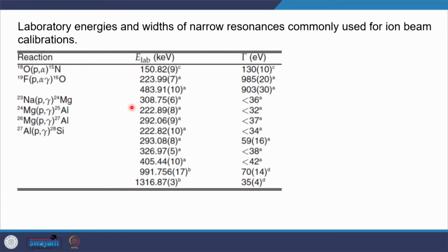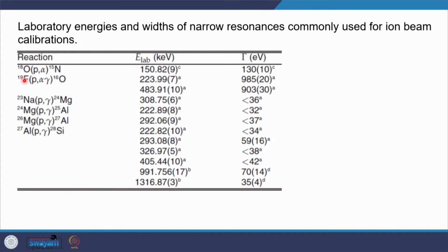Now, these are some reactions, laboratory energies and widths of the narrow resonances, which we use for the ion beam calibrations. For example, proton on oxygen-18, when it gives alpha particles, the width of the resonance is, you see, 130 electron volts, and the lab energy is 150. So, these are the energies involved within the stars.